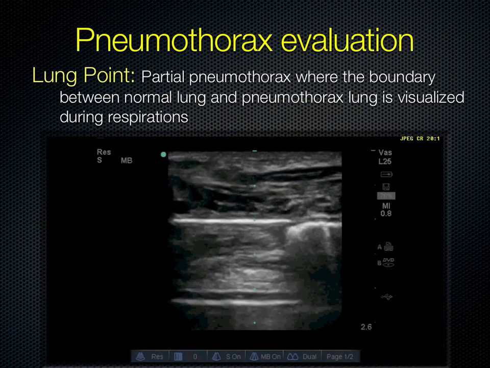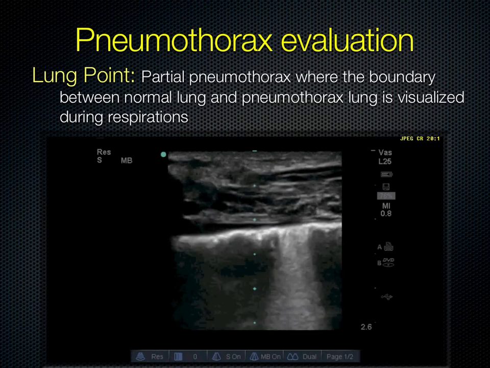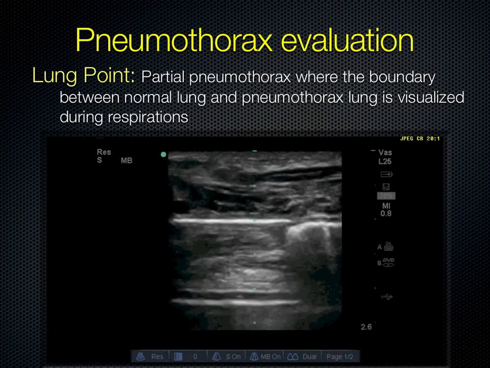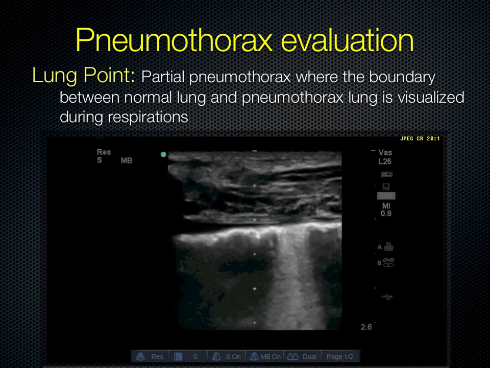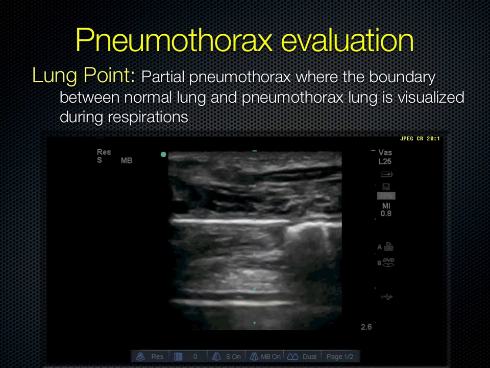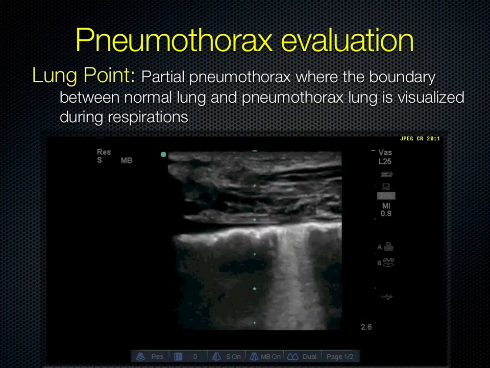I mentioned earlier the lung point, and the lung point is actually 100% specific for pneumothorax. If you see this, then you have a pneumothorax. There's nothing else that does this.